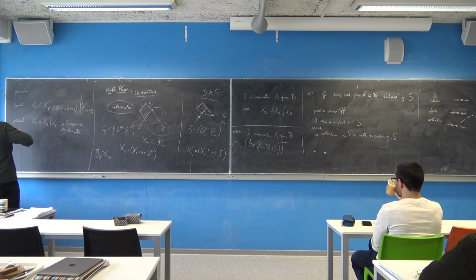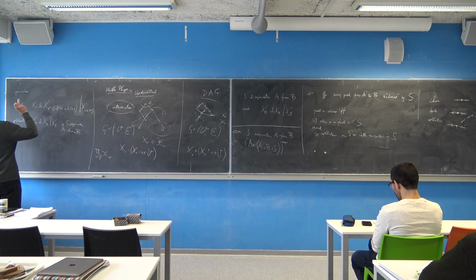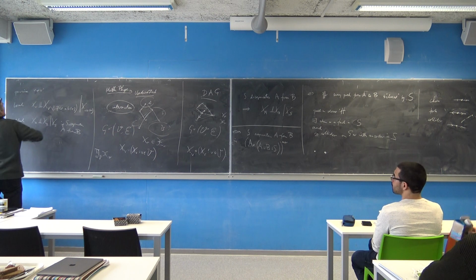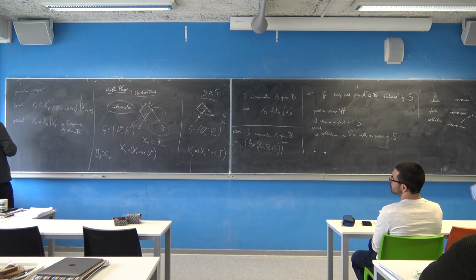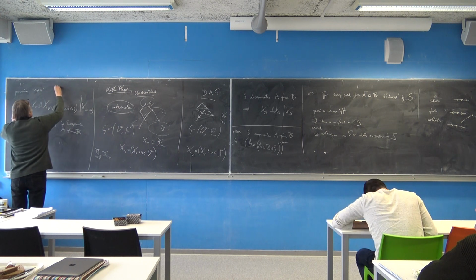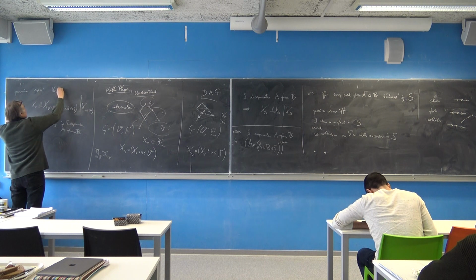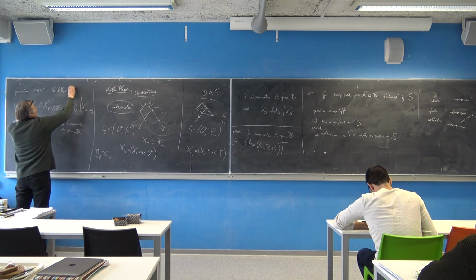Okay, and there's also a pairwise Markov property, and that is: suppose there's no edge between v and v prime. Then X_v should be independent of X_v prime, given everything else.